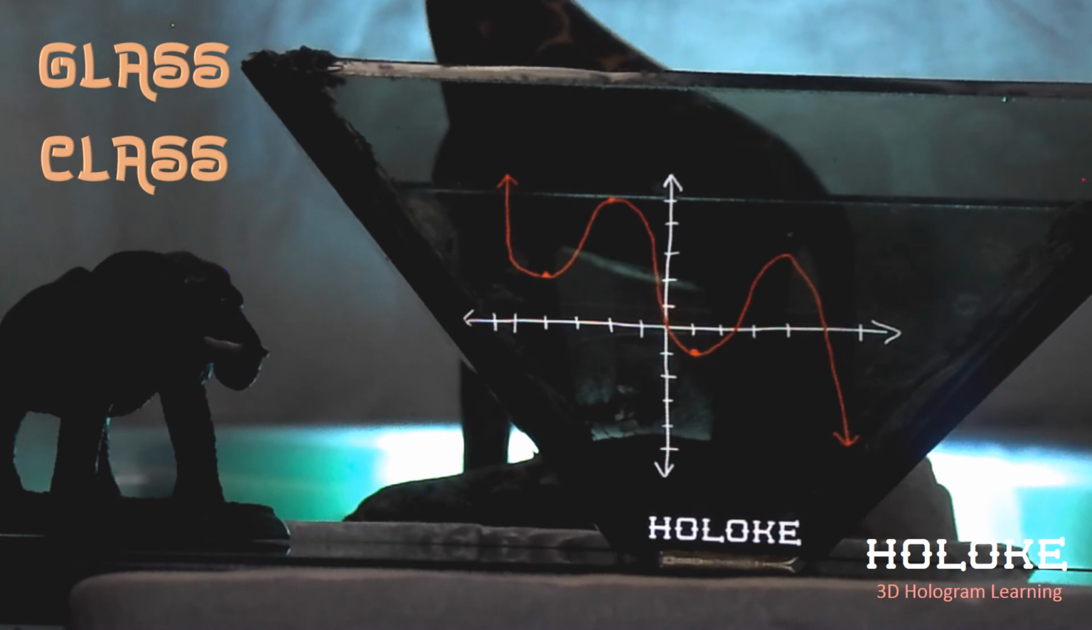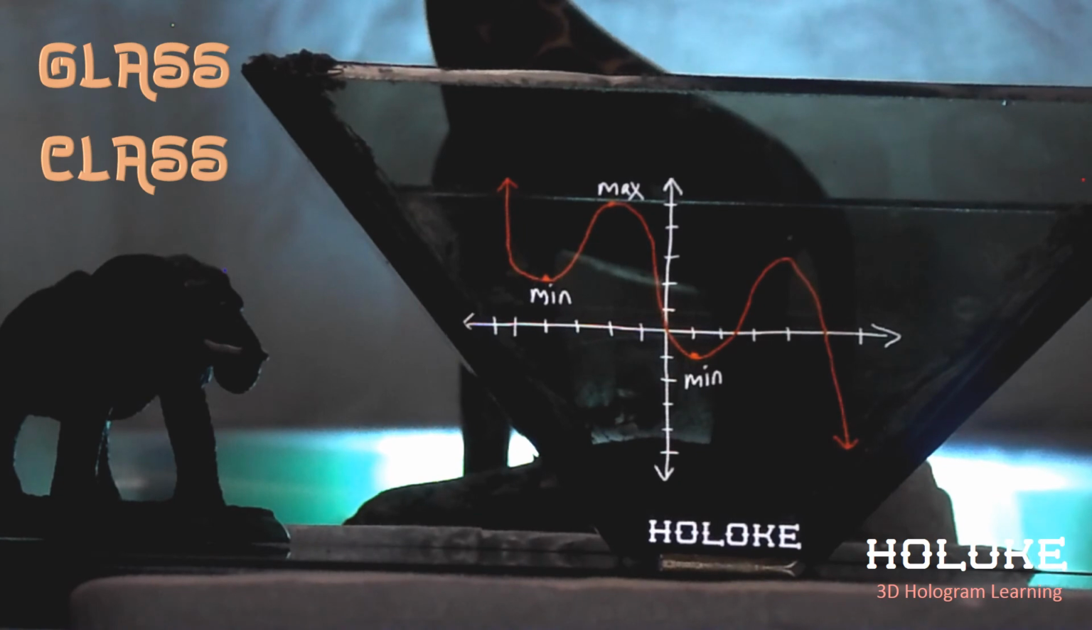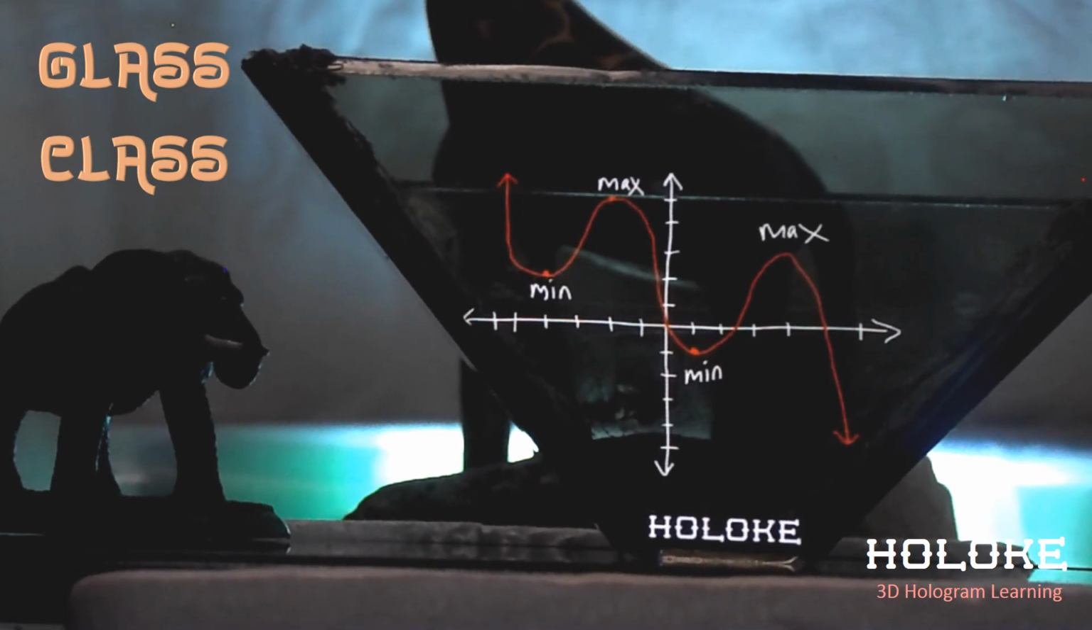Let's try another example. So identify all of the relative extreme values, the minimums, the maximums, the location, and their actual values. So here we have a minimum, and we have a relative maximum, a minimum, and another maximum.